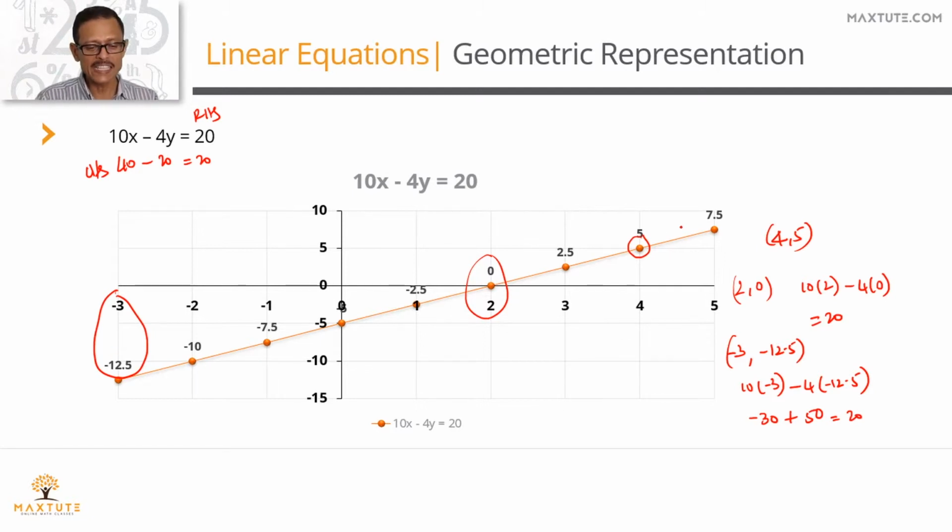So you pick any point on this line, not just the ones where we have got integer values. It could be this point. It could be this point. You pick the coordinates of any point on the line and substitute it in this equation. It will satisfy this equation.